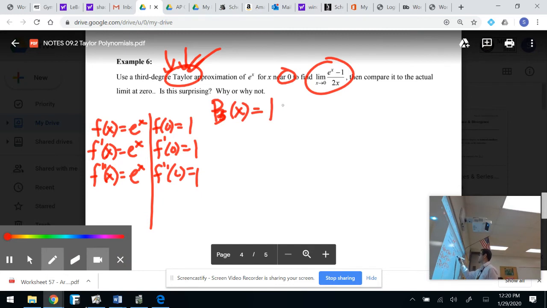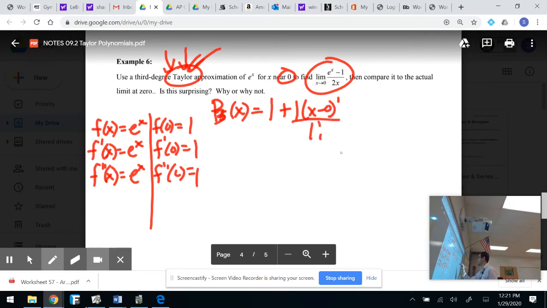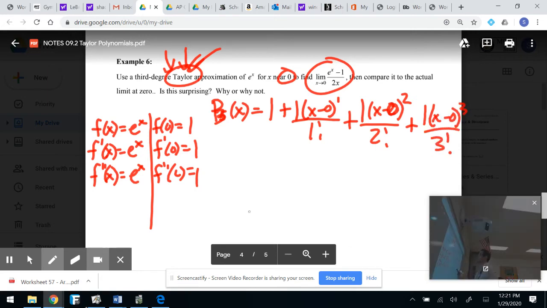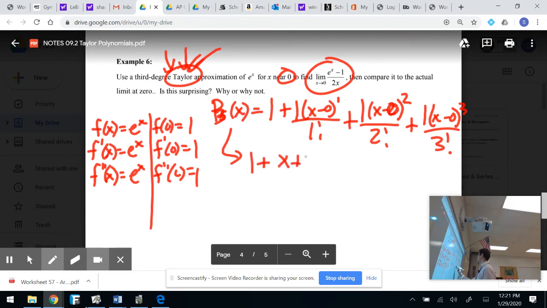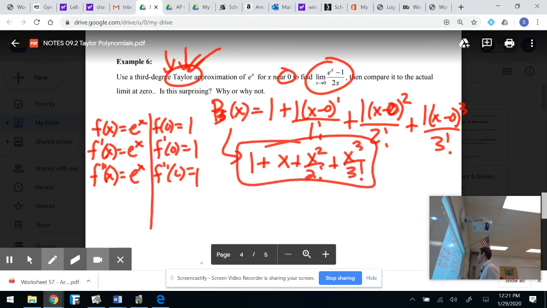1 plus 1 times x minus 0 to the first over 1 factorial, plus 1 times x minus 0 squared over 2 factorial, plus 1 times x minus 0 to the 3. So look at this one. Let's write this prettier. 1 plus x squared over 2 factorial plus x cubed over 3 factorial. There it is right there. And they want me to use that to evaluate this limit.